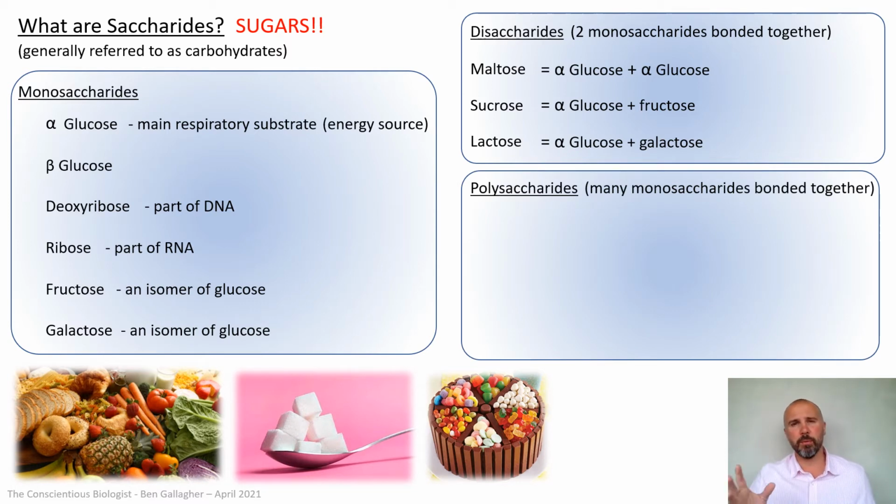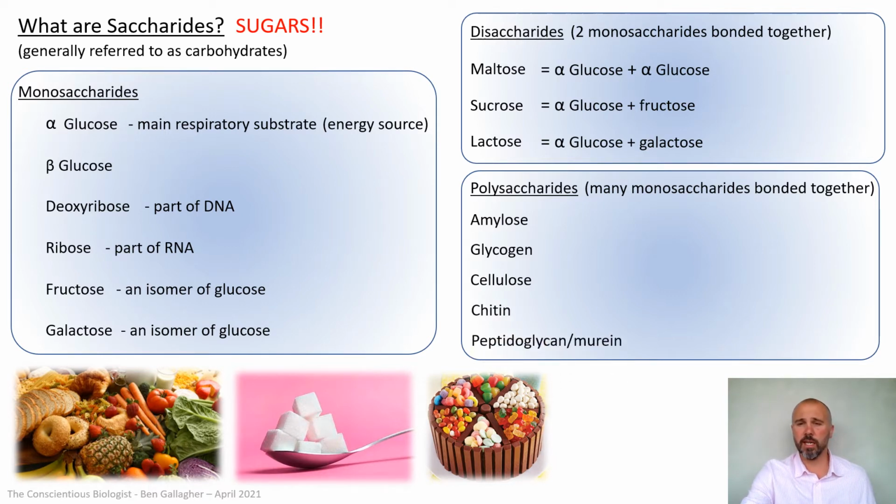Poly meaning many. We've come across that word before. Okay, there's a few polysaccharides you need to know, and you may already know most of these. The first one is amylose, glycogen, cellulose, chitin, and peptidoglycan and murein. Some of those should be familiar to you. You certainly should have heard of peptidoglycan or murein from when we did cell ultrastructure.